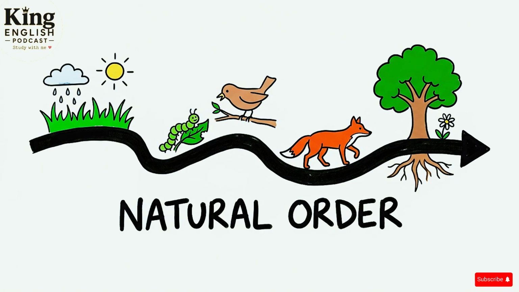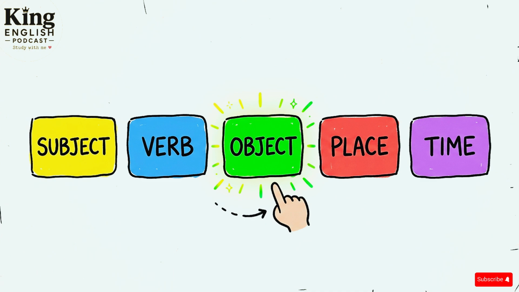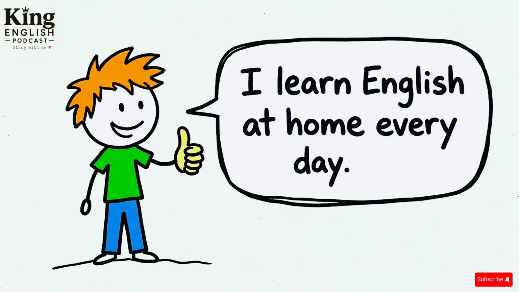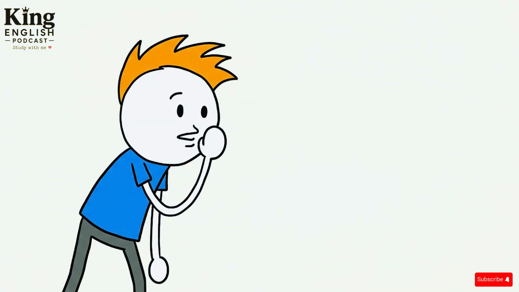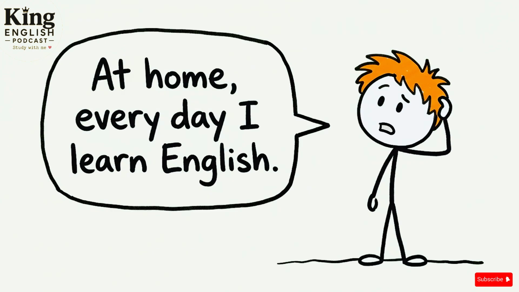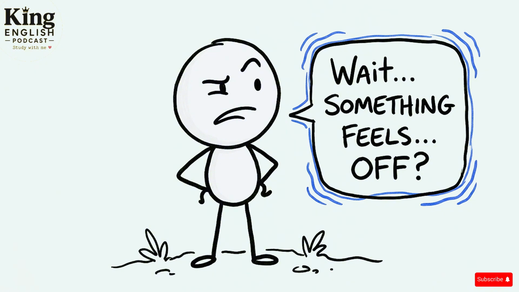Now there's one important rule you should always remember. English has a natural order. Usually it looks like this. Subject. Verb. Object. Place. Time. For example, I learn English at home every day. That sounds natural. Now listen to this. At home, every day I learn English.